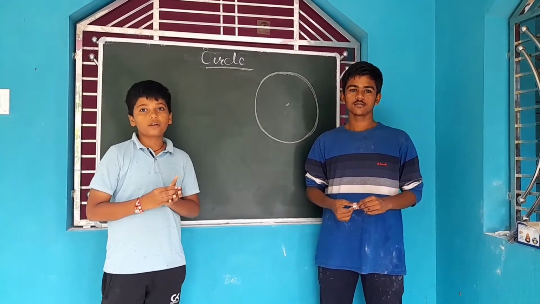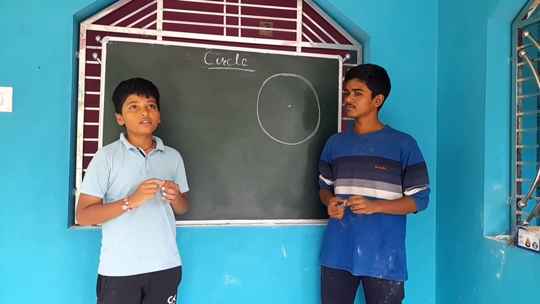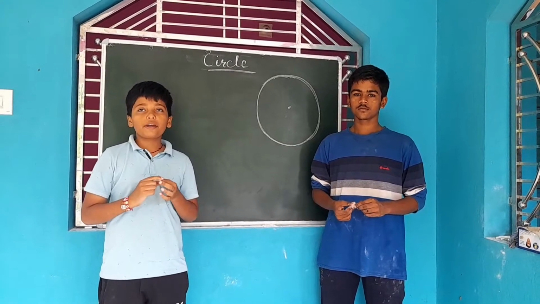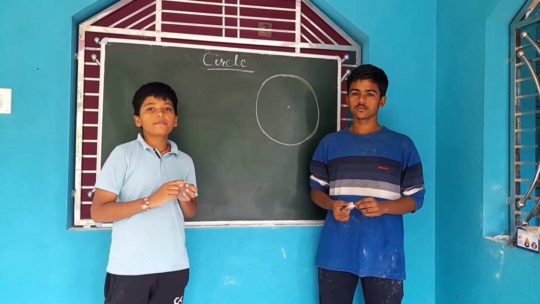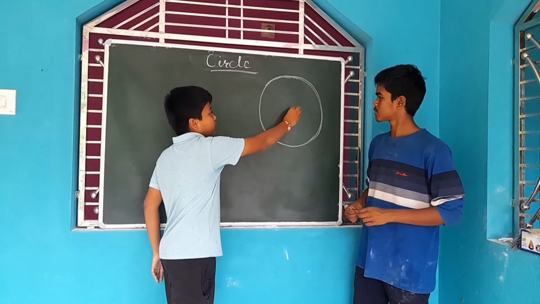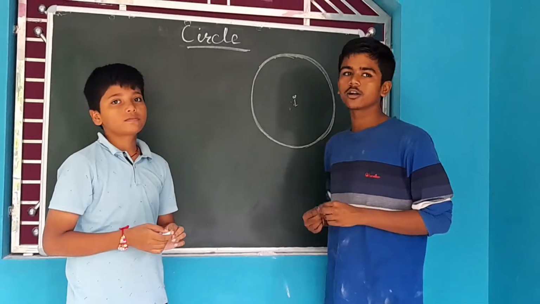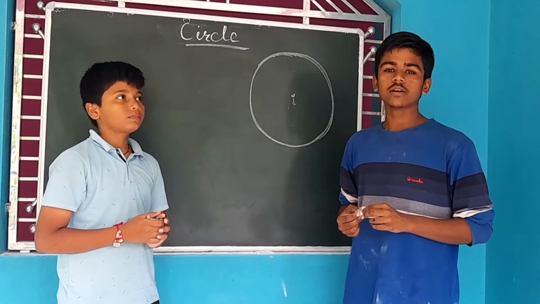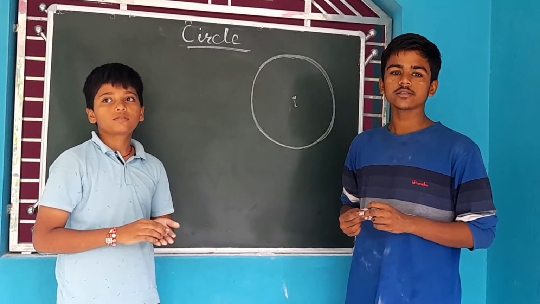In this topic, circle. A circle is a two-dimensional figure having area and perimeter. Its perimeter is also known as circumference. The middle point of the circle is known as the center. In circle, in 10th class, we know that there are two concepts: one is secant and another is tangent.